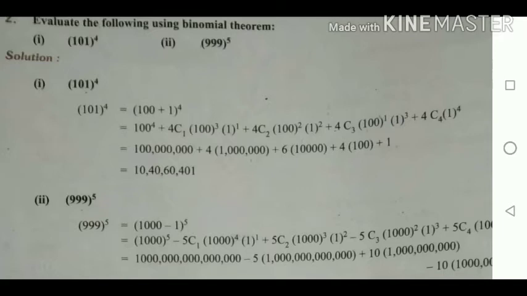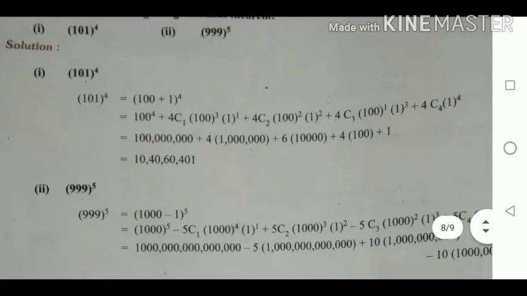Here listen, the power of x is reducing and the power of a is increasing. That is the first important point you have to note in order to understand the formula easily. So first 100 power 4, next 100 power 3, 100 power 2, 100 power 1, and in the last term there is no 100 because 100 power 0 becomes 1. Then in the first term there is no a, in the last term there is no x power.